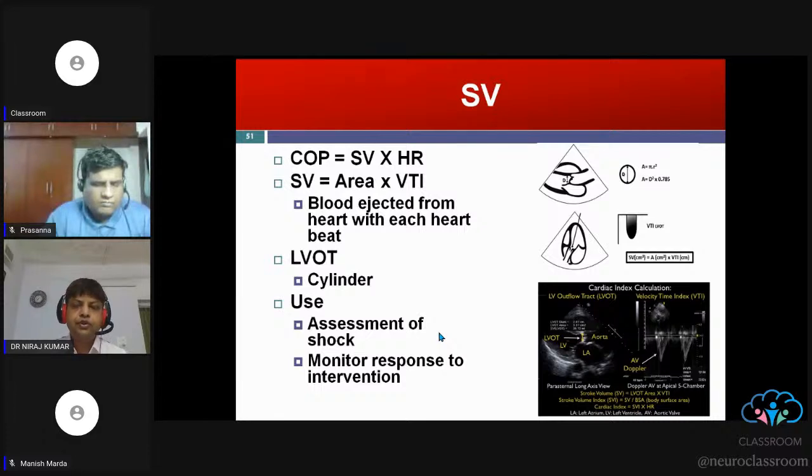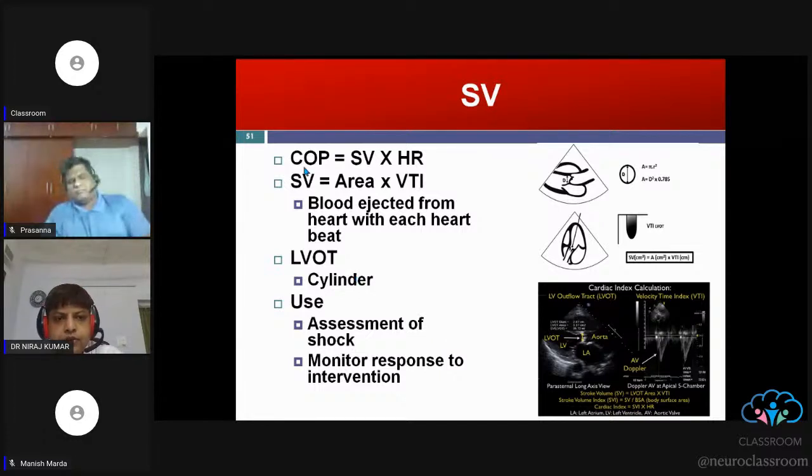So naturally the main parameter of interest is the stroke volume. If you are able to estimate the stroke volume, then it is very important to know: if the stroke volume is good, you can give fluid. If your stroke volume is not good, you have to give inotropes. So a stroke volume calculation is very important. You can see that the cardiac output is equal to stroke volume times heart rate, and the stroke volume can be calculated by one formula, that is area times VTI.